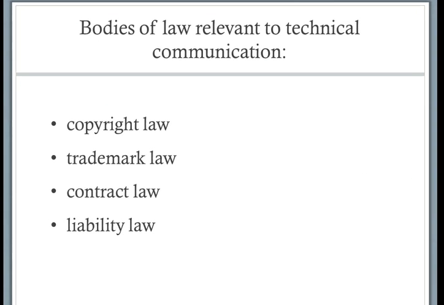So there are several bodies of law that have to do with technical communication. I think all of these are pretty important: copyright law, trademark law, contract law, and liability law. Copyright law, and we'll go into that in more depth, has to do with use. Do you have the right to use a particular thing?